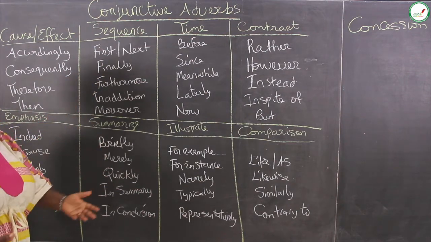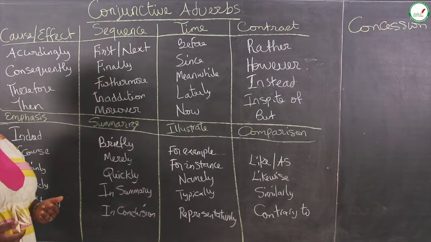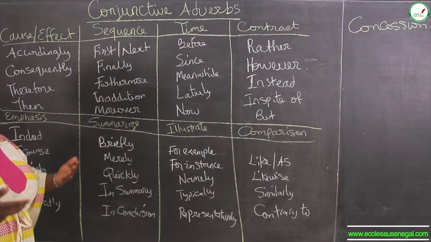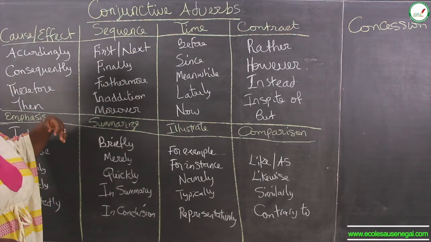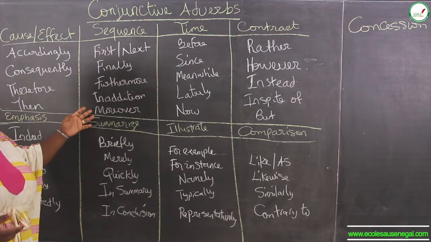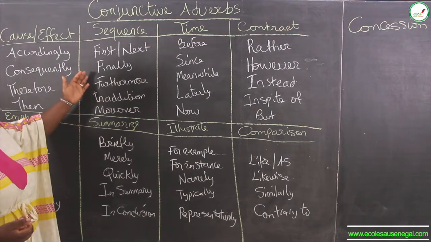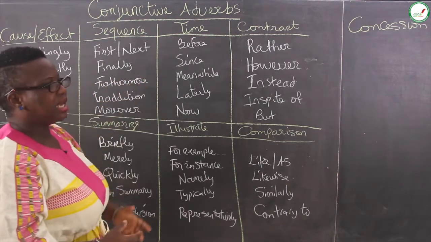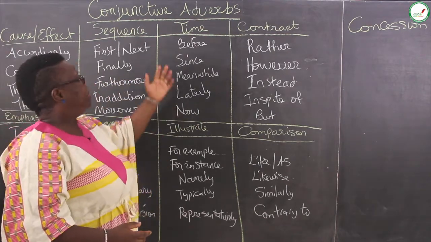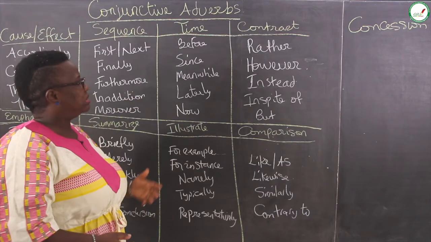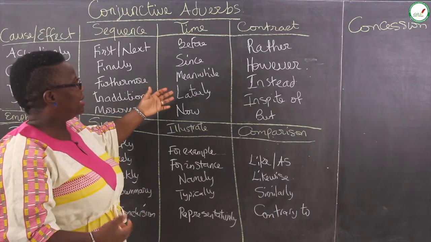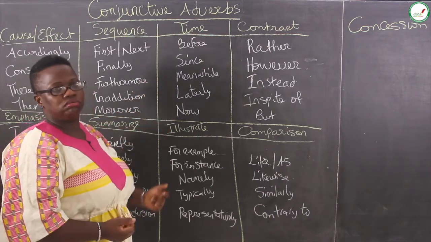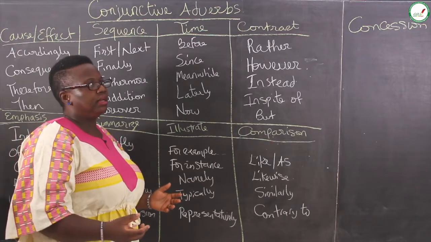Furthermore, if you have more arguments to add, if you have a research paper or a thesis and you want to give more arguments, you can say furthermore, in addition, moreover. These are some of the words with time. Time means you're trying to say before, early, since, meanwhile, lately, now. That's time-wise, you know.